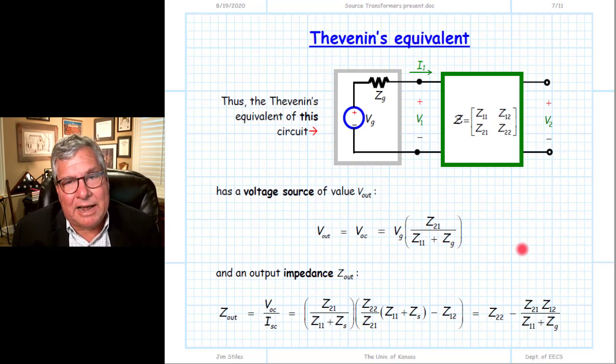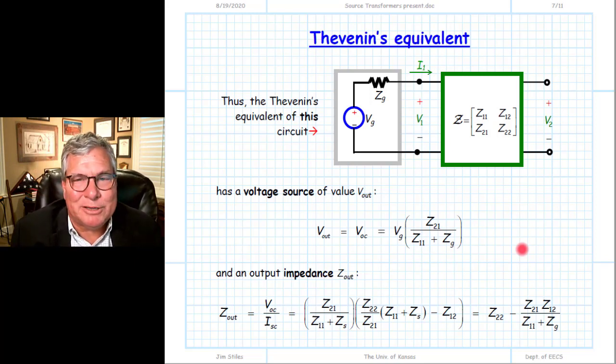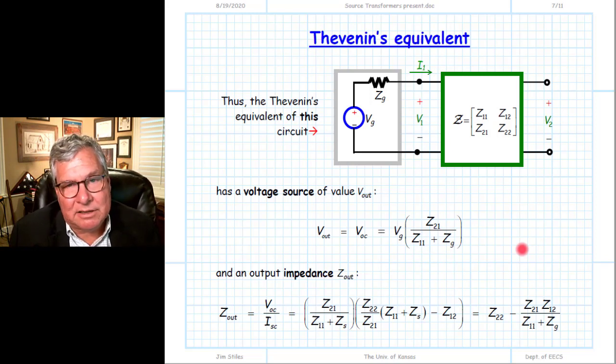Many times in this class, we have to go through and come up with the Thevenin equivalent to a circuit. We're going to take a port plane and look to the left, from which energy is coming, and we're going to replace all that with its equivalent circuit, in this case, the Thevenin equivalent.